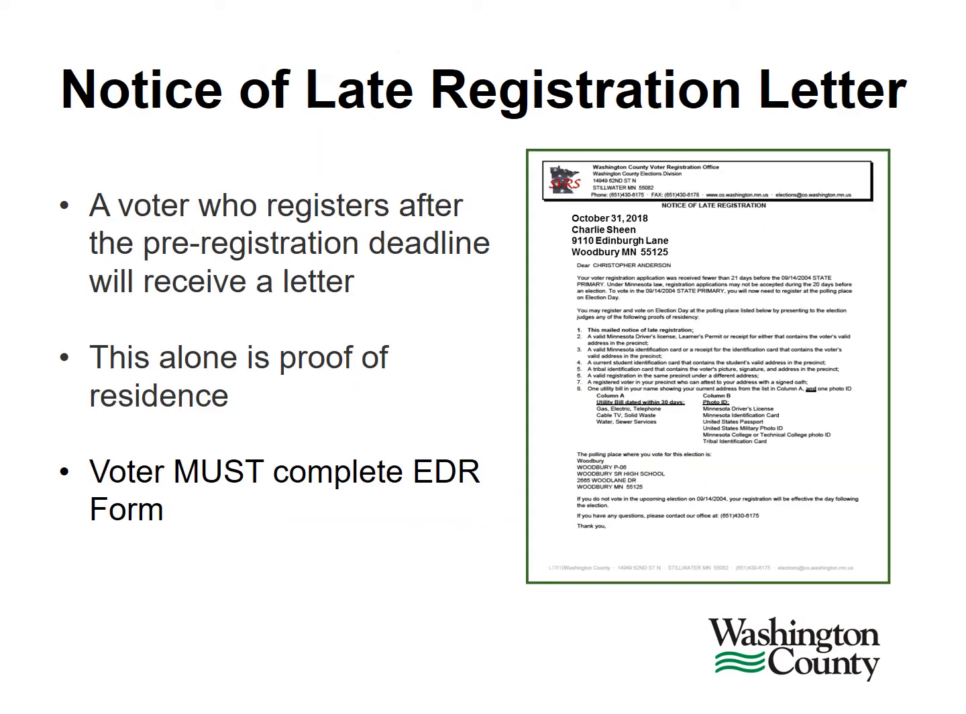If a voter registers after the pre-registration deadline, they will receive a letter like the one on the screen. This letter indicates where their polling location is. The voter will need to complete a voter registration application, and this letter serves alone as their proof of residence. In this example, in the official use only section of the EDR, you would check the box Notice of Late Registration.